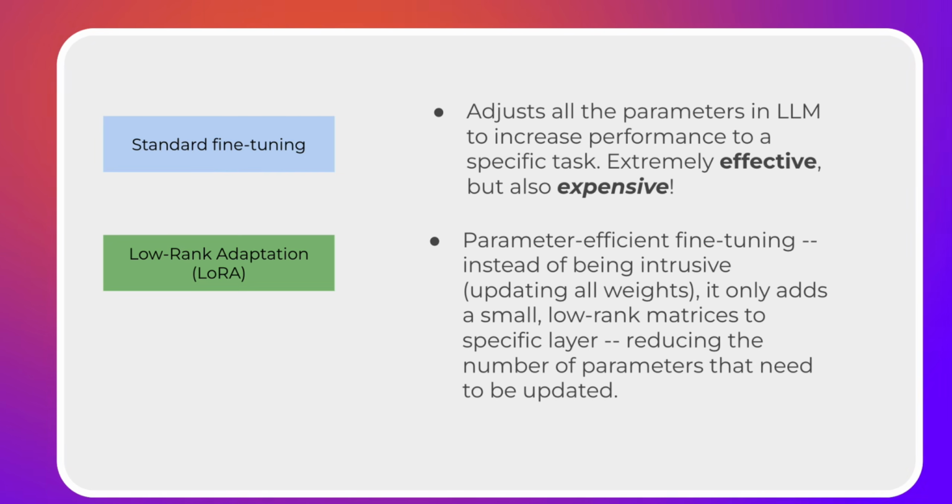The way this works is, first we identify the layers in the pre-trained model to adapt. For instance, the attention layers in the transformers. Then we add low rank matrices to these layers. After that, we train only the low rank matrices while keeping the original weights frozen. Original weights frozen means we don't touch them; they stay as they are. Then we combine the original weights and the trained low rank matrices during inference.